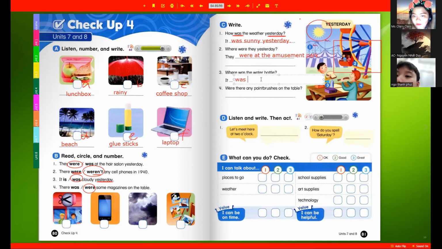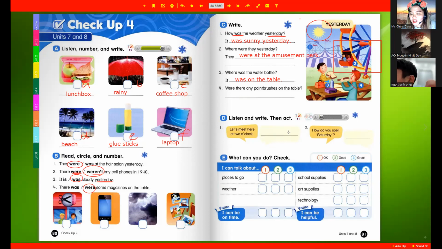How about this one, Phuc? Were there any paint brushes on the table? No, there weren't. Okay. All right.